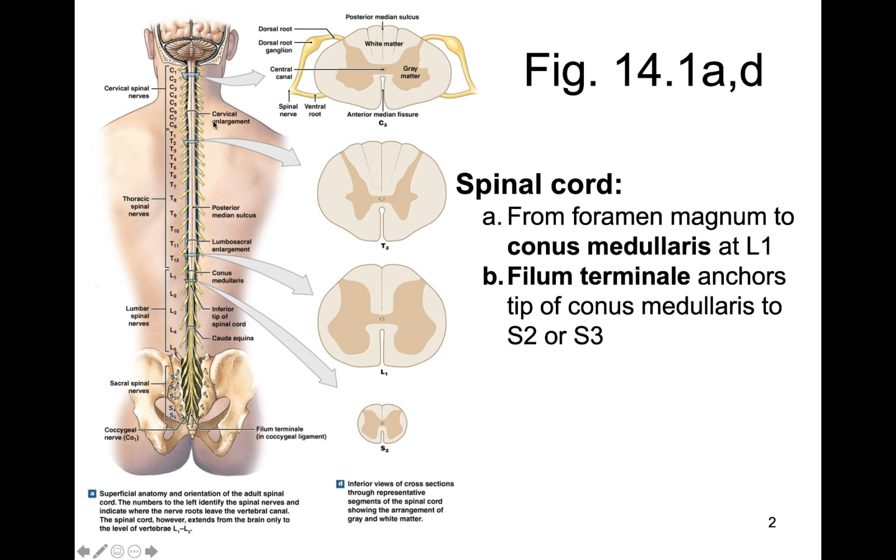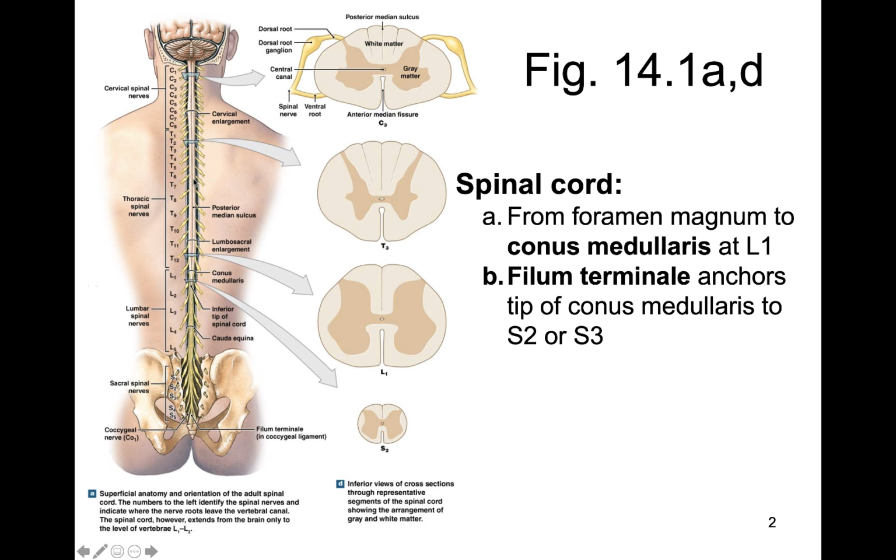Another thing I want you to notice when looking here, the spinal cord is enlarging a little bit right here, and then it's enlarging a little bit right here. So this cervical enlargement is supplying nerves to the upper limbs, so the arms, and then the lumbar enlargement is supplying the lower limbs. So this is where it's going to the pectoral girdle and the upper limbs, and this is where it's going to the pelvis and the lower limbs.